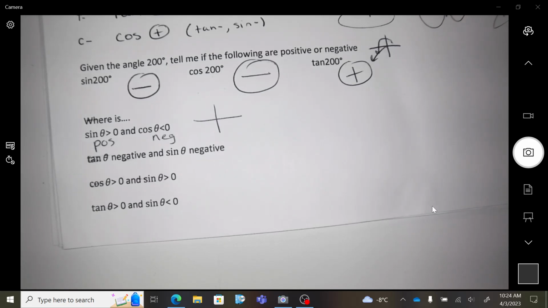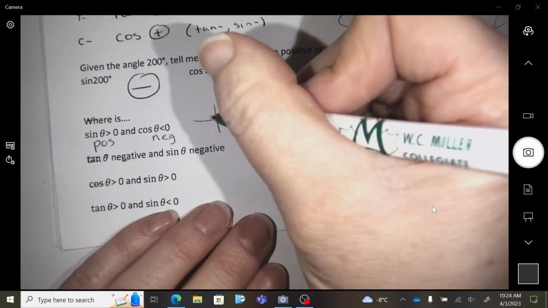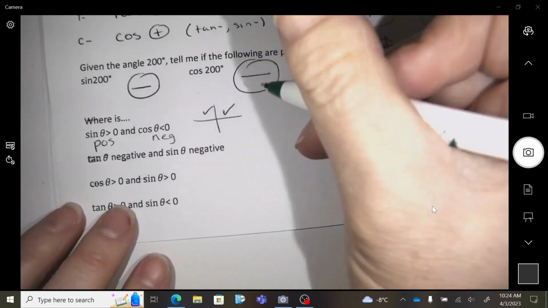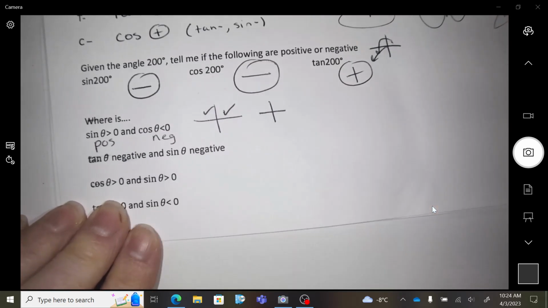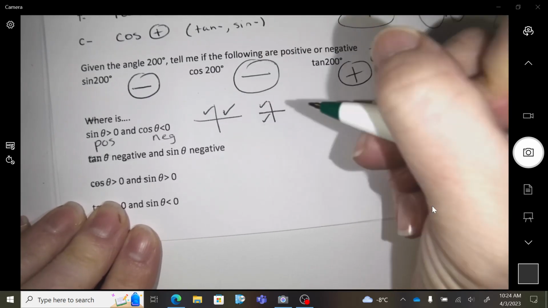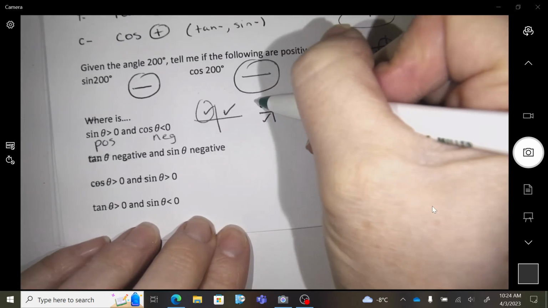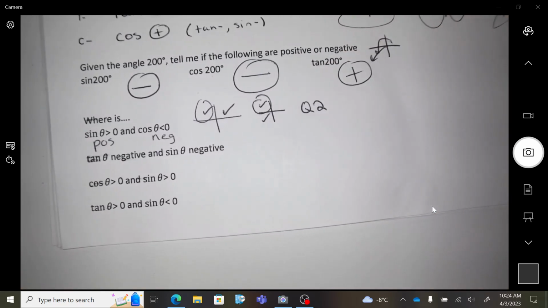Okay, so here's what I'm going to do. Where is sine positive? Number 2. 1 and 2. There's always two quadrants that something's happening in, right? 2 where it's positive, 2 where it's negative. Where is cos negative? 2 and 3. Is there a quadrant where both things happened in? So my answer is quadrant 2.